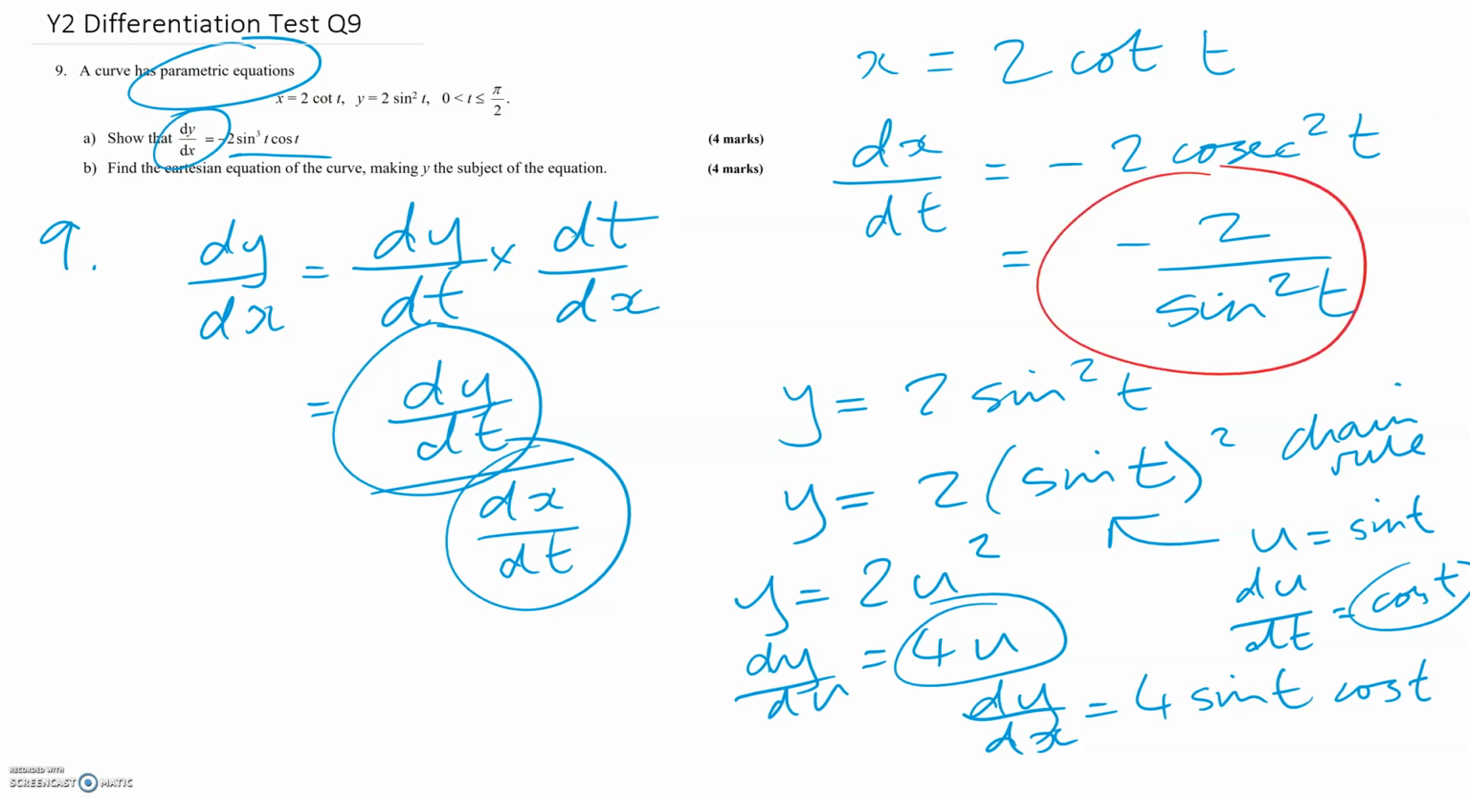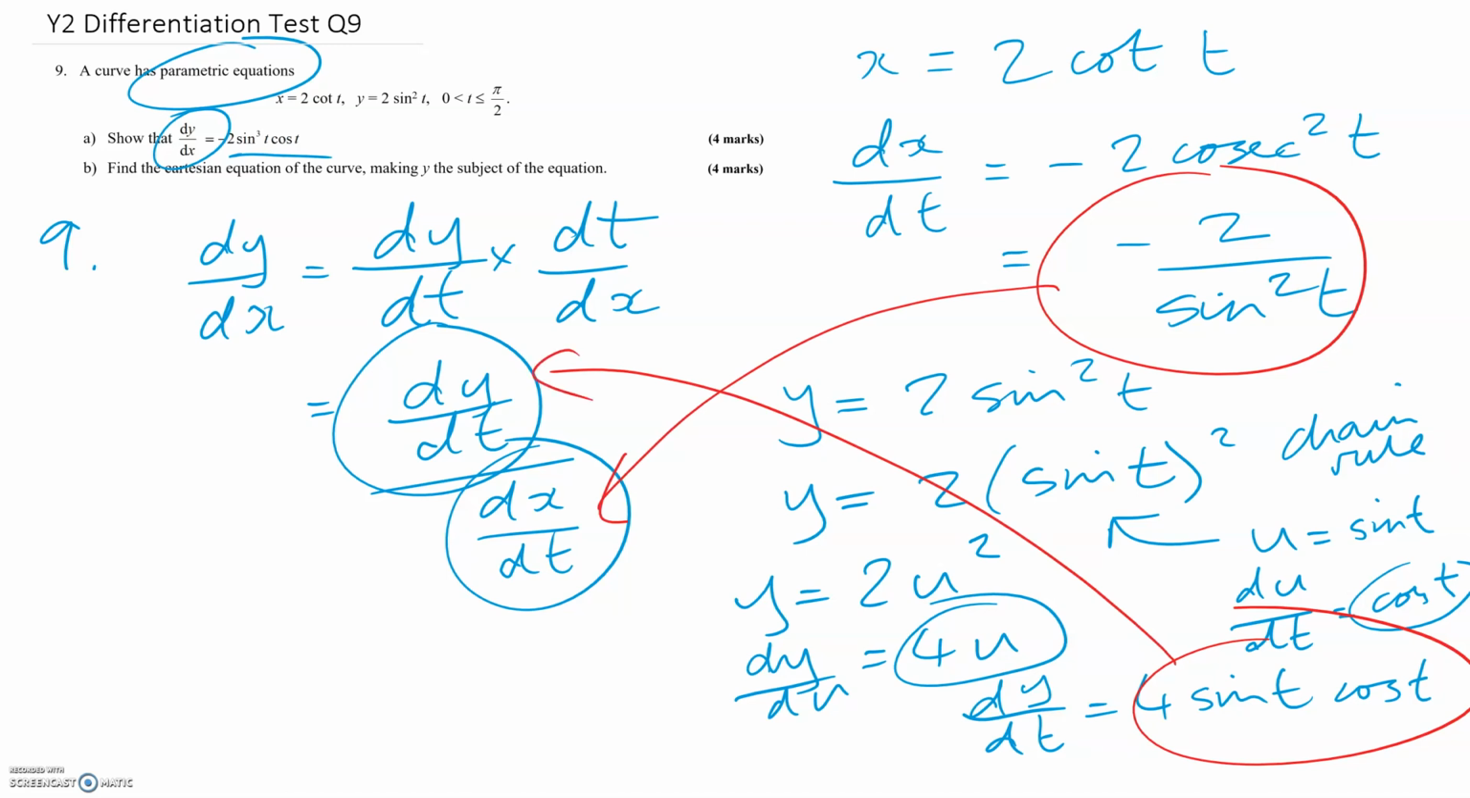Okay, so now we know that dx by dt is this. Oh, I made a mistake there, sorry. This is dy by dt, not dy by dx. Sorry about that. So then we need to divide these two now. So dy by dt is 4 sine t cos t.